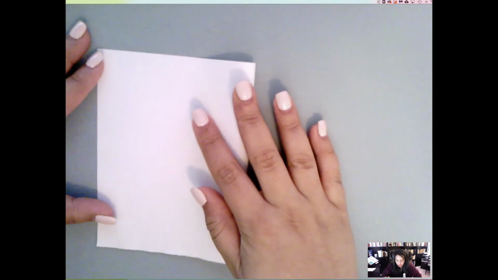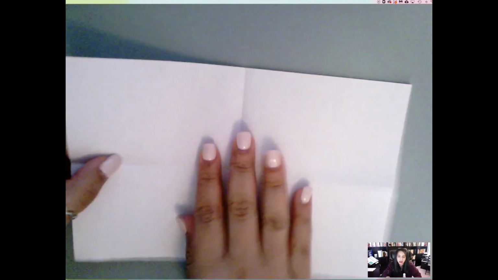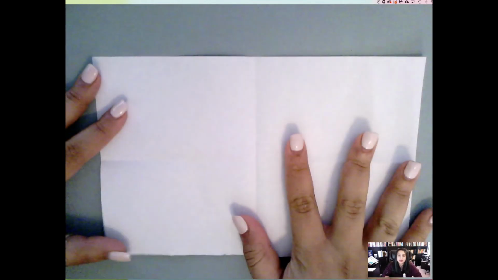Okay, you're going to take your piece of paper and we're going to fold it into 4 quadrants. So we're going to fold once this way. We're going to fold one more time, and we're going to go ahead and unfold it now. So you should have 4 spaces now.